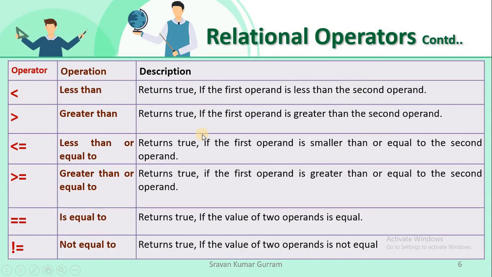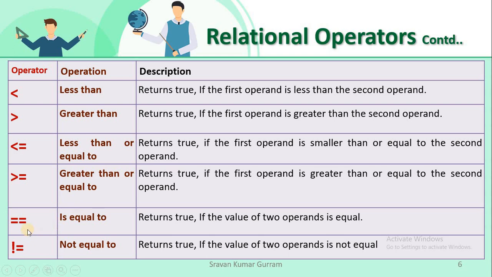These are the relational operators. It is very easy to understand. First one is the less than operator. It returns true if the first operand value is less than the second operand value. Next, greater than, it returns true if the first operand value is greater than the second operand. Less than or equal to, it returns true if the first operand is smaller than or equal to the second operand. Greater than or equal to, it returns true if the first operand is greater than or equal to the second operand.